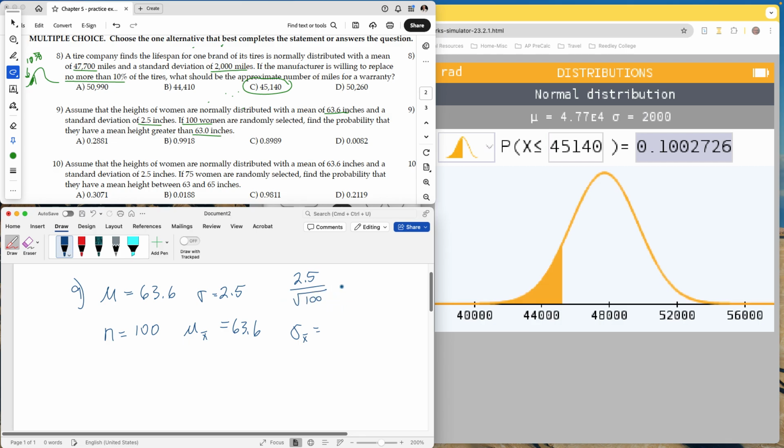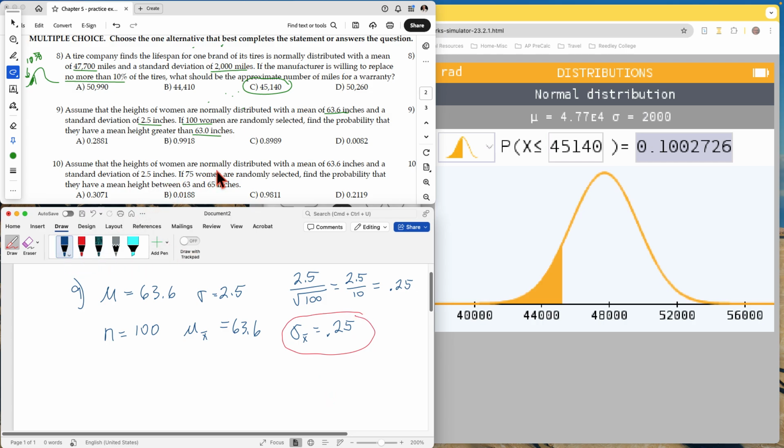I love when they do 100 because I can do that in my head. Square root of 100 is 10. When you divide by 10, you move the decimal over one spot, so this is going to be 0.25. You can also just plug in the calculator if you like. So this one's going to be 0.25. So now, this is just like we've been doing. This was the only new step, to calculate the sample standard deviation.